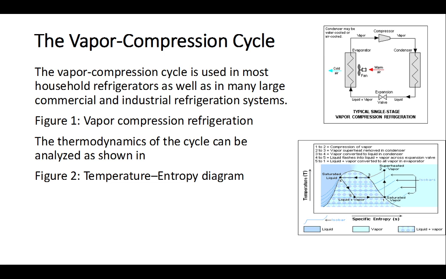So in figure 1, we've got vapor compression refrigeration, and the thermodynamics of the cycle can be analyzed, shown in figure 2, which is a temperature entropy diagram. So we've got the upper diagram and the lower diagram, and what we get here is saturated liquid and superheated vapor. And then we've got this bit in between where you've got a mix of liquid and vapor. And that's pretty much what's going on inside your fridge.